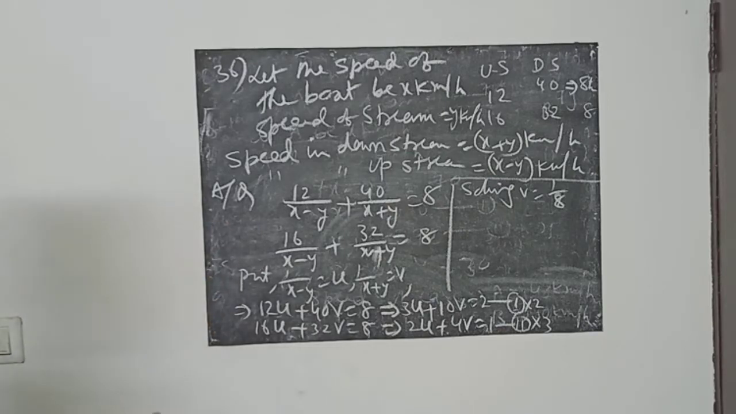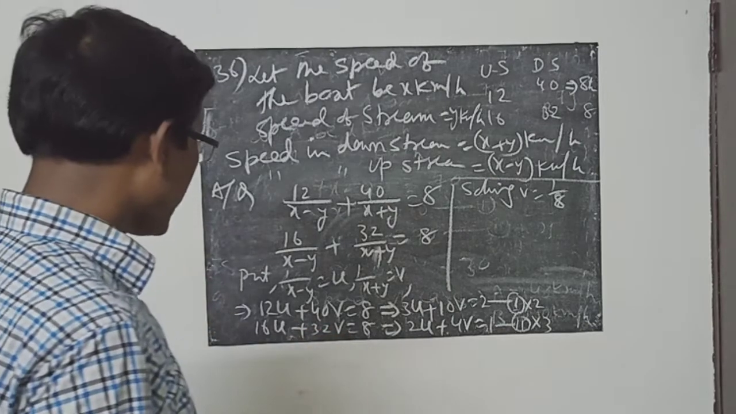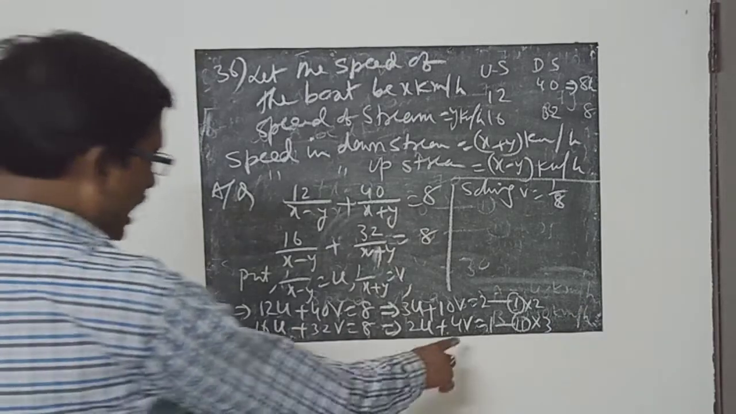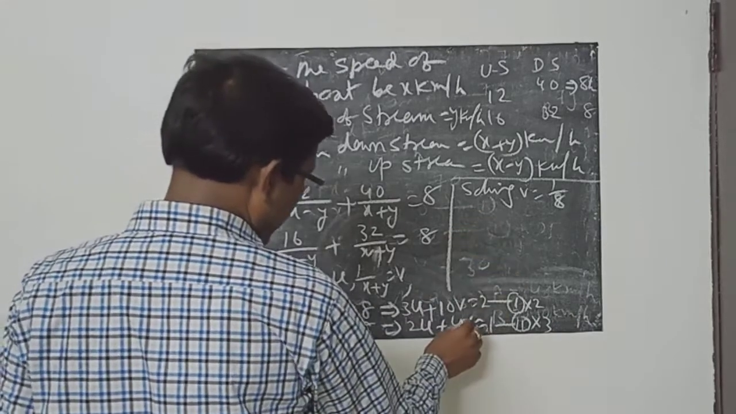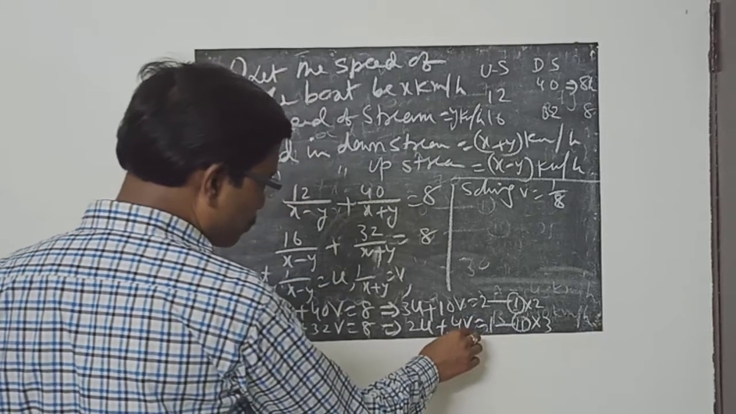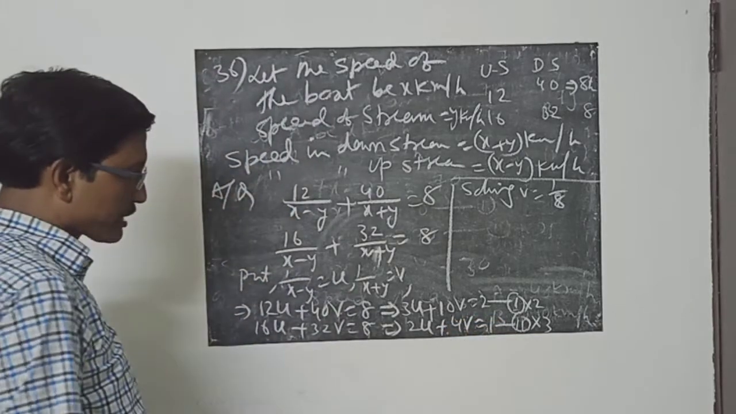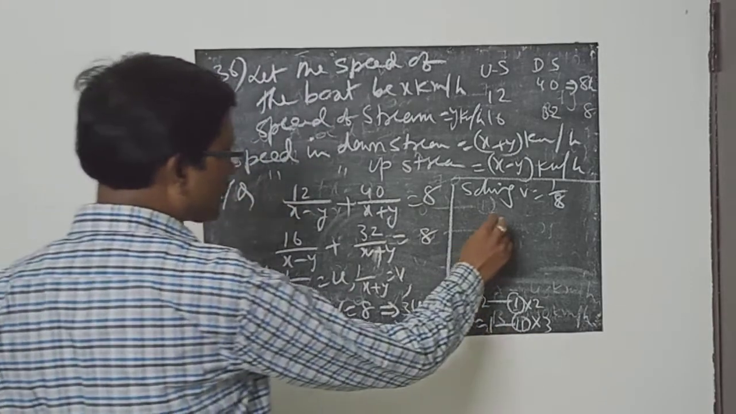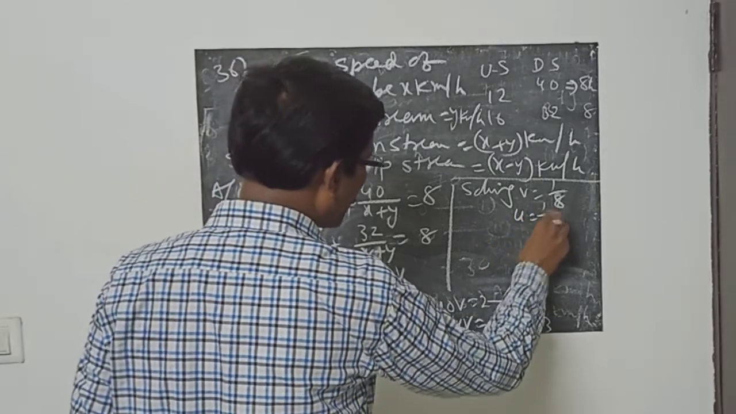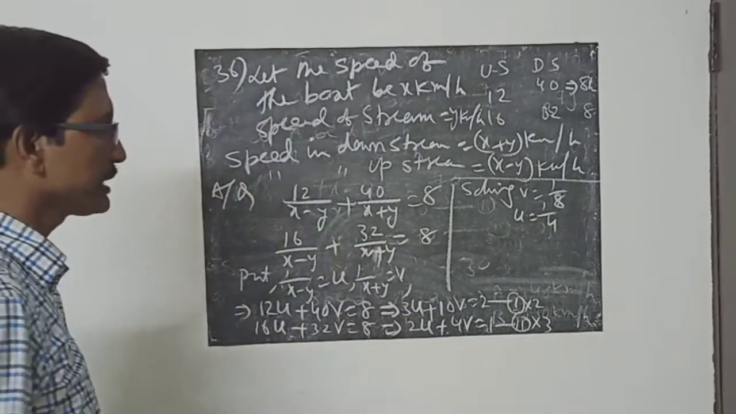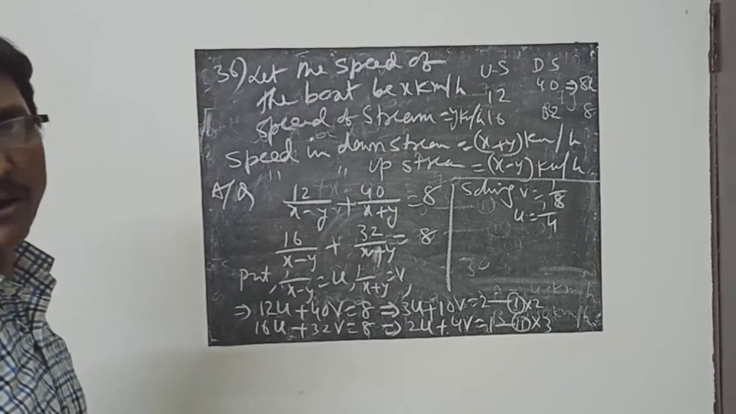If v is 1 by 8, anywhere you can put it, suppose here you are putting it in equation 2. If v is 1/8, then 4v is 1/2, and subtracting, 2u equal to 1/2, so u equal to 1/4. But u and v are not what we need to find out.